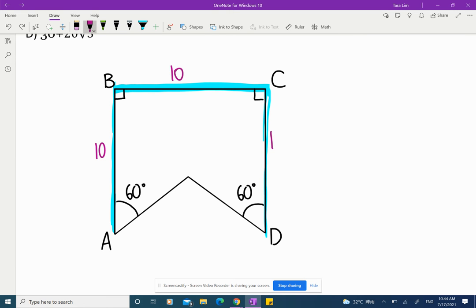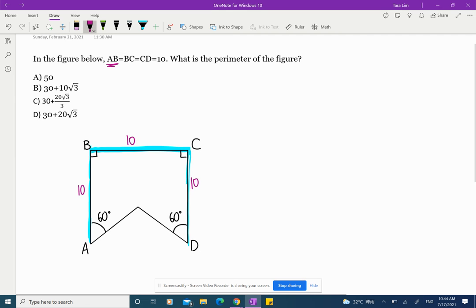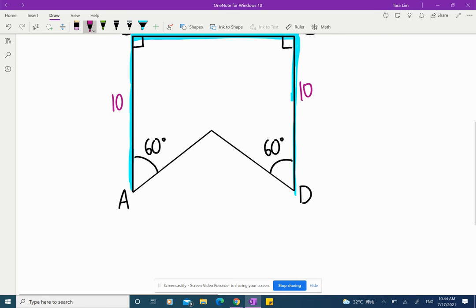Now, how do we know that? Because it says AB, this length here, BC, this length here, and CD, this length here, is equal to 10. So we know that these lengths are 10, and the only missing lengths are these lengths, this, and this. Now, how do we calculate this? There are two ways. One way is that we can use a formula. The other way is to use sine or cos or tan.